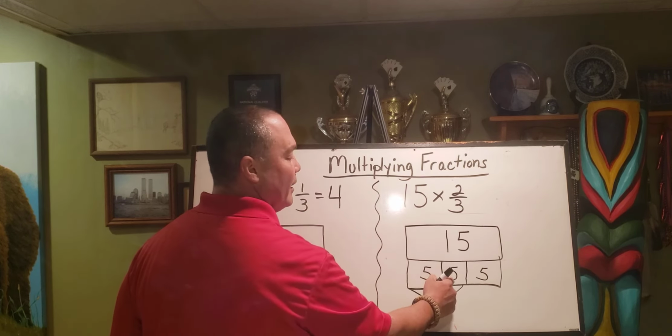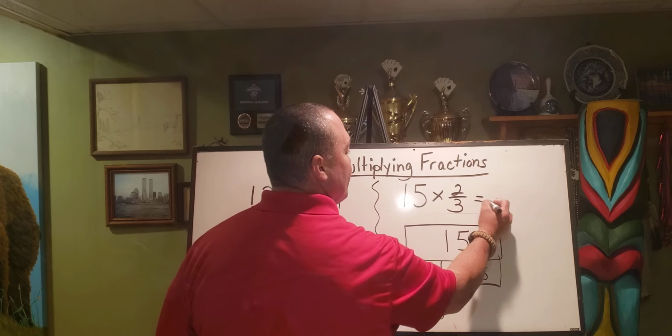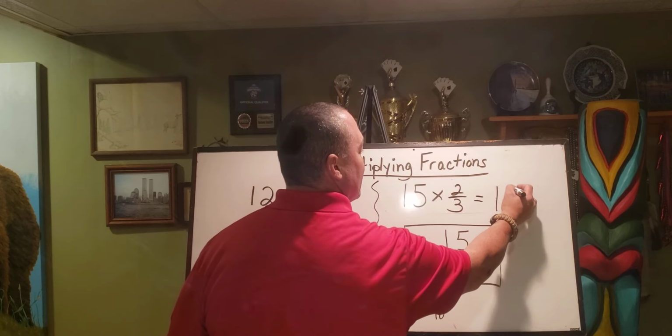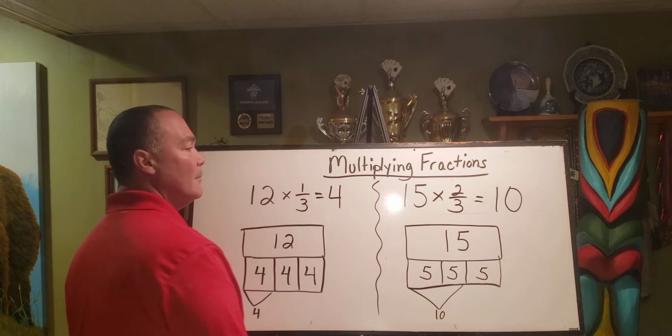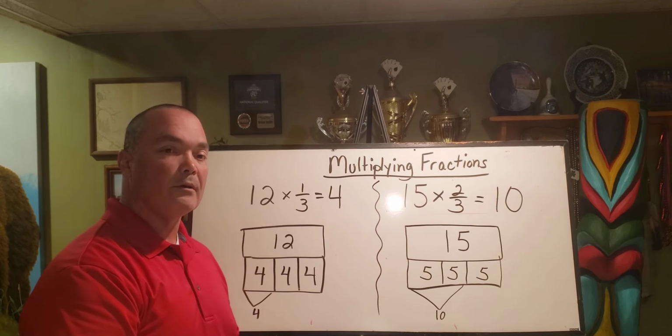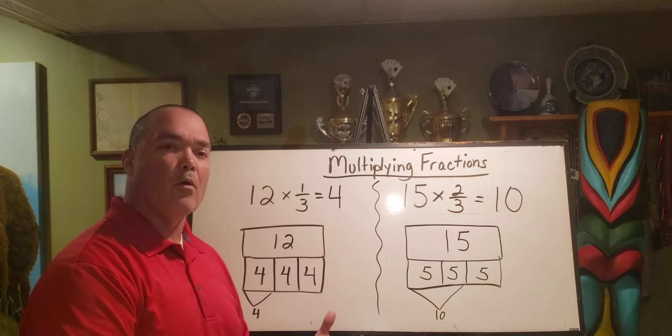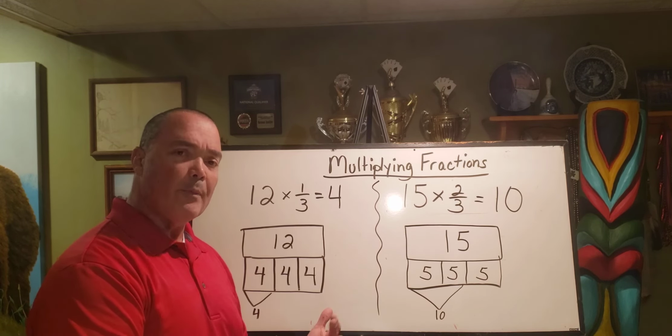Well, here's 1/3 and 2/3. So 5 and 5 equals 10. So 15 times 2/3 equals 10. So there are 2 different ways that you can multiply fractions with whole numbers. Larger whole numbers, a little bit easier this way. Our smaller whole numbers, we can just use repeated addition.